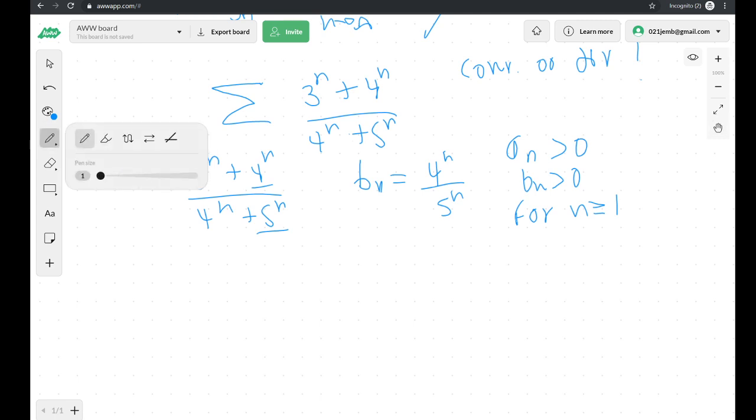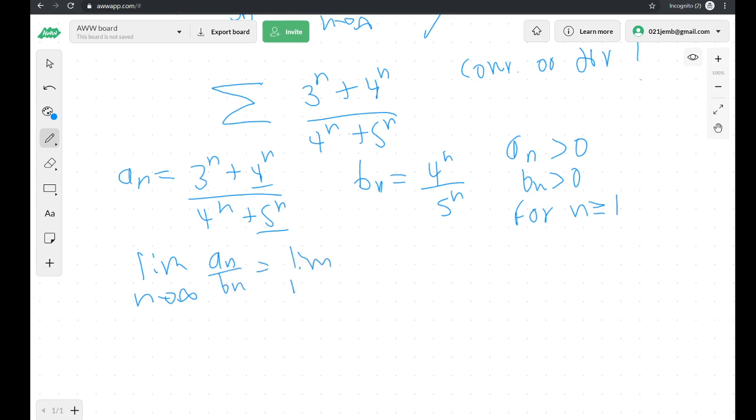So that means we can take the limit as n approaches infinity of a_n over b_n. That's equal to the limit as n approaches infinity of (3^n + 4^n) divided by (4^n + 5^n), times 5^n over 4^n, right? The reciprocal of b_n. And so here I got a little bit confused at first because I thought, well, can we actually combine these terms? And basically you can.